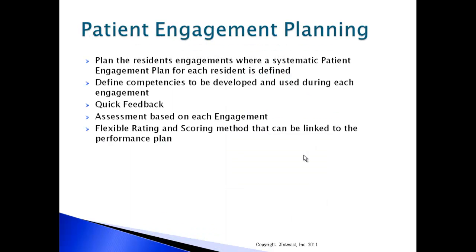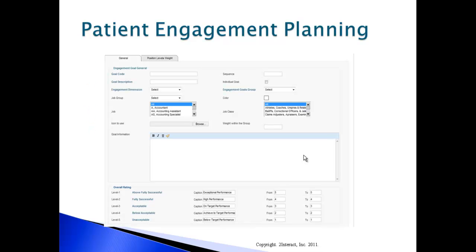Okay, beyond the overall and general performance plan, there's also the patient engagement planning, because apart from having a general review of the performance of the resident, it's critical that you have a clear picture of which competencies have been developed or have been demonstrated in a particular case, a particular patient engagement. Therefore, you can define specific goals and specific competencies that need to be developed with specific patient engagements. And the feedback is kept separate so that it can clearly be monitored individually. And the flexible scoring and rating mechanism allows you to have a lot of flexibility there.